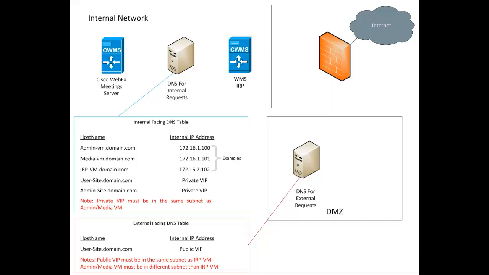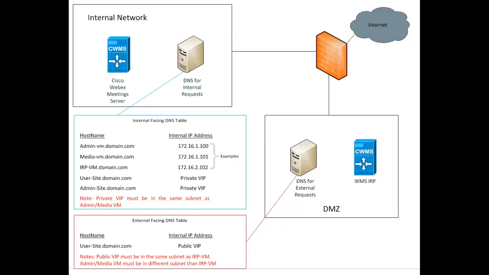Then you also have a public virtual IP and a private virtual IP. In the case of split DNS, you're going to point all internal requests, and that's both for admin and users, to the private virtual IP. All the external lookups are going to point to the public virtual IP.